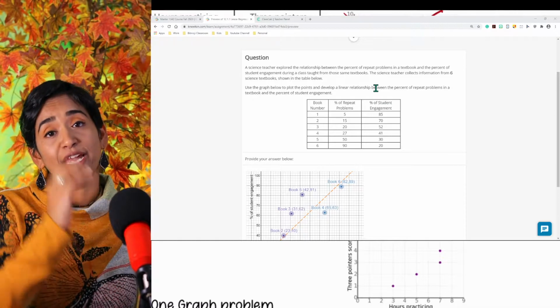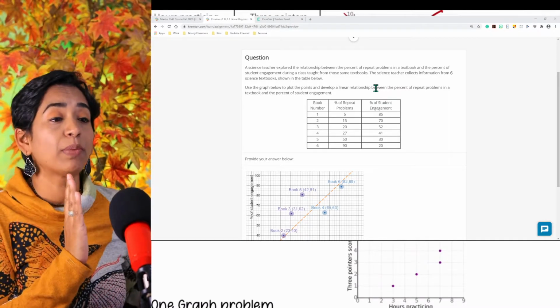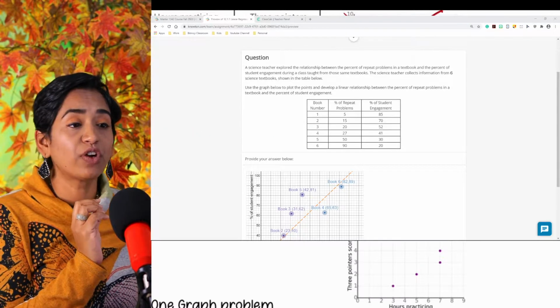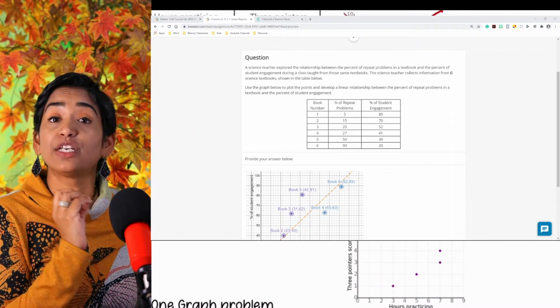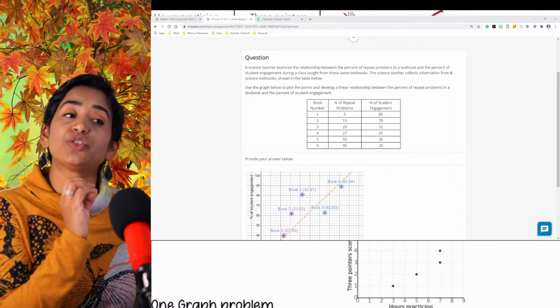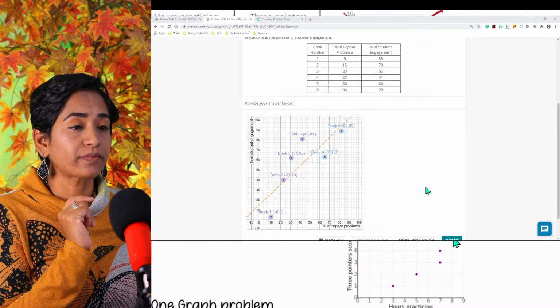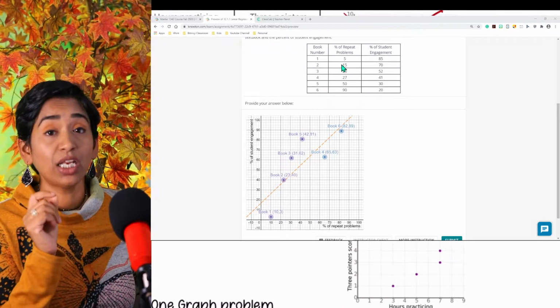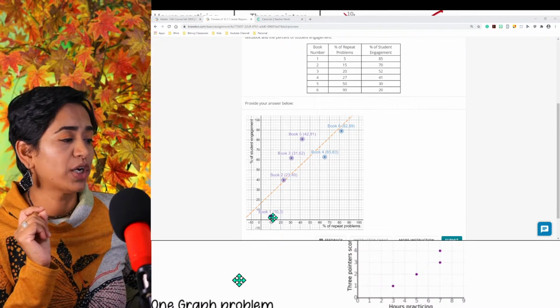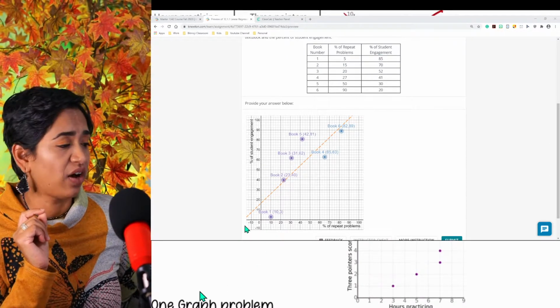of student engagement. Keep in mind what they're asking you to plot. They're asking you to plot the percent of repeated problems and the percent of student engagement. So this has to be your X value, this has to be your Y value. All right, so let me scroll down here. And I am starting with book 1. So book 1 is all the way down. My point is 5 and 85.